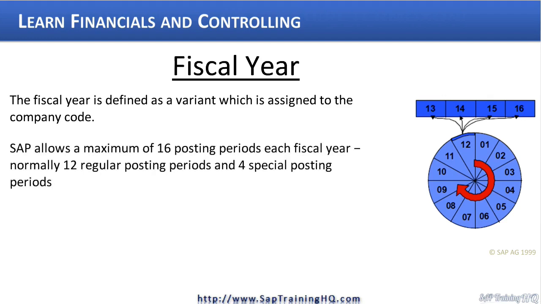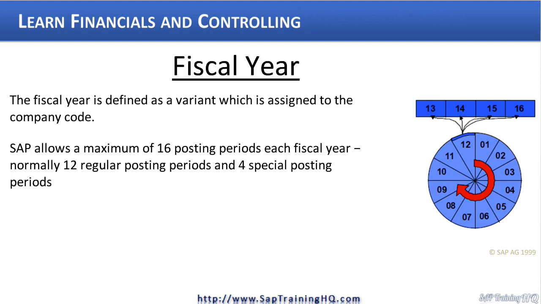SAP allows a maximum of 16 posting periods each fiscal year. This normally comprises 12 regular posting periods and 4 special posting periods. The 4 special posting periods could be comprised as follows. Period 13 as accrual/deferral postings. Period 14 as audit postings. Period 15 as general meetings of shareholders. And lastly, period 16 as adjustment postings.